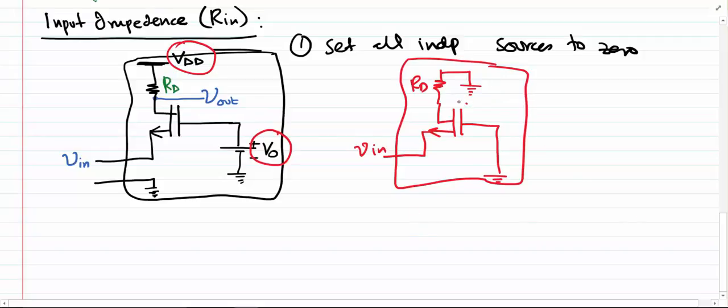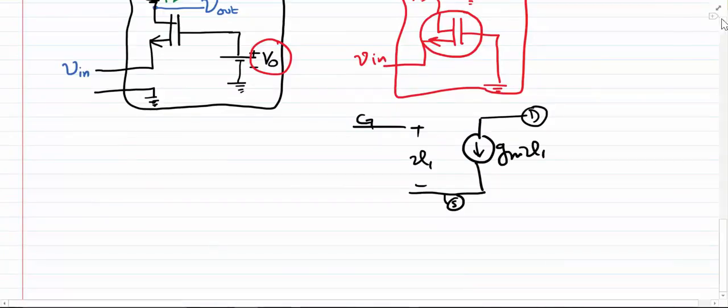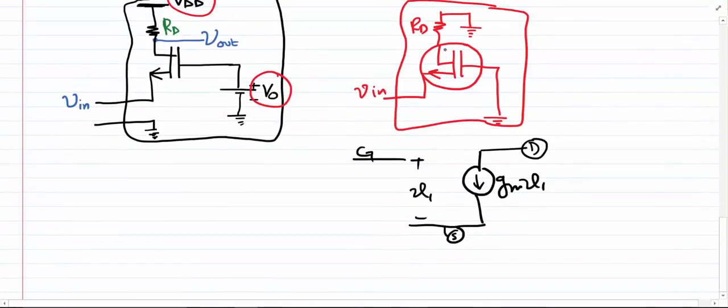And as you can observe from here, this is an n-MOS. So let's draw the small signal model for n-MOS first, which is gm V1, where V1 is the voltage across gate and source, and this terminal is the drain terminal. The RD goes from the drain to the ground, and we can observe that the gate is also grounded.